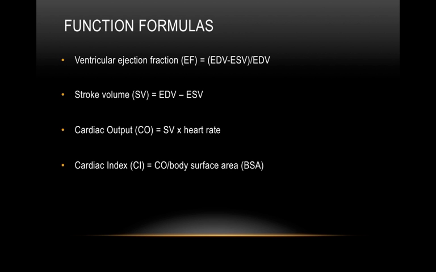Again, they're relatively simple. Keep in mind that the ventricular ejection fraction is just the end diastolic minus end systolic volume divided by the end diastolic volume. The stroke volume is just the end diastolic minus the end systolic volume. The cardiac output is just the stroke volume times the heart rate. And the cardiac index is just the cardiac output divided by the body surface area.